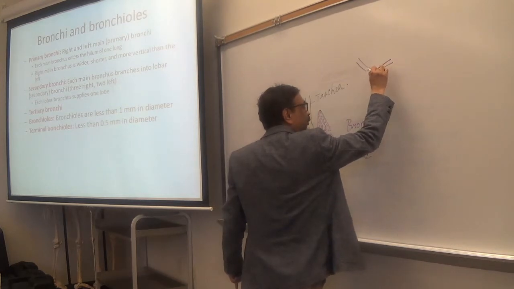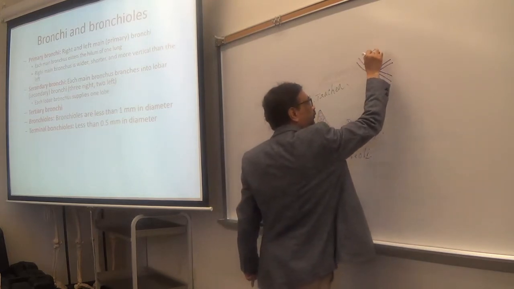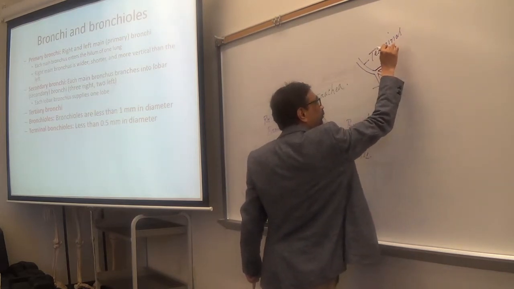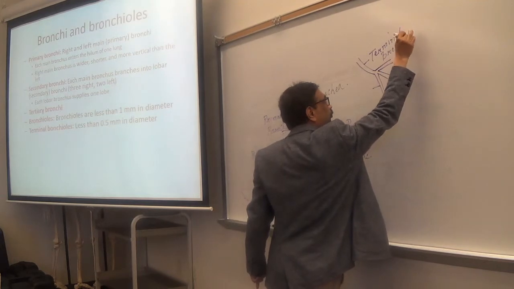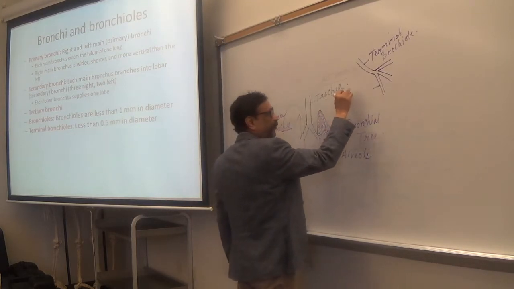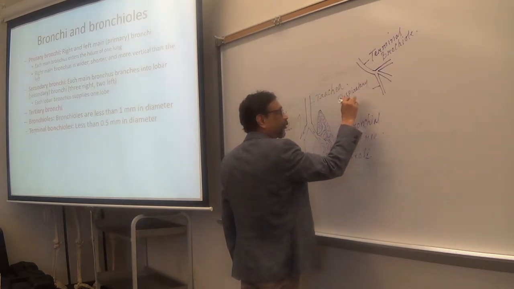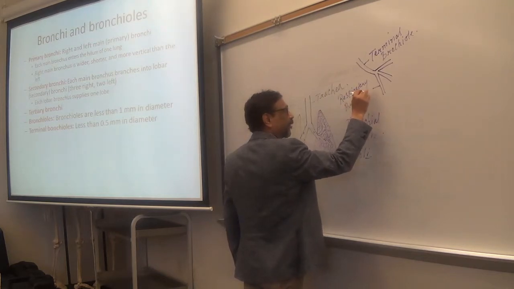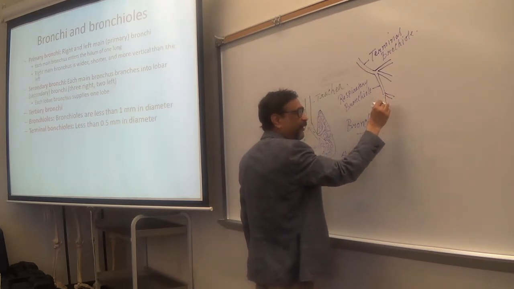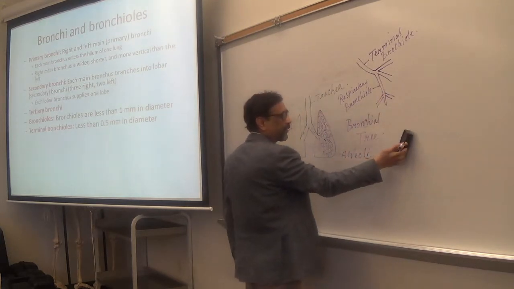Then more branches occur. After the terminal bronchiole next is the respiratory bronchiole. So these are respiratory bronchioles. And then from the respiratory bronchioles, further branches occur. These are called alveolar ducts.